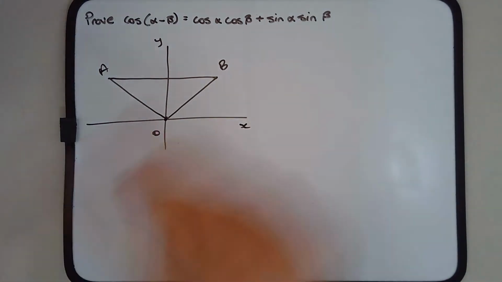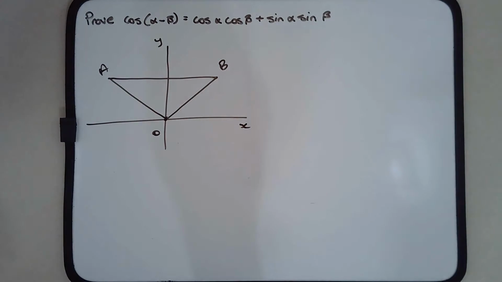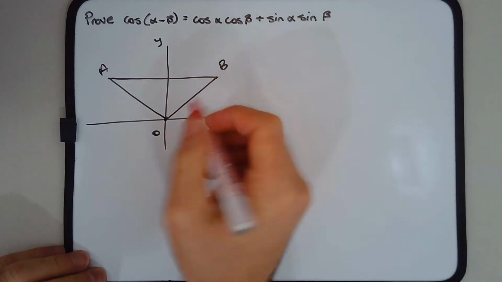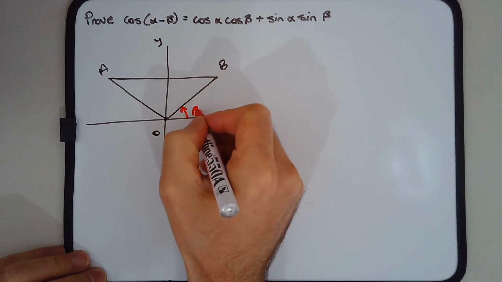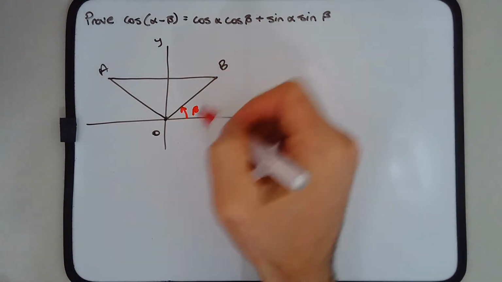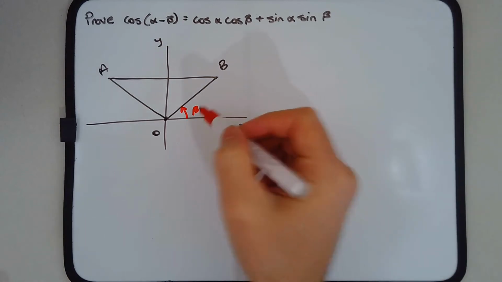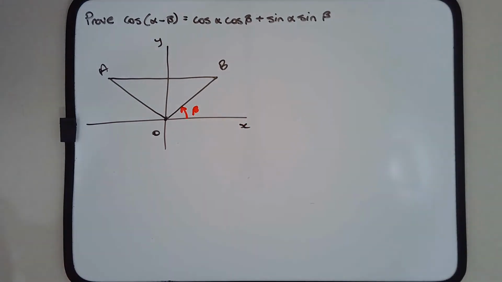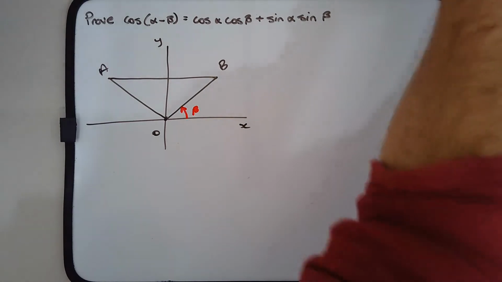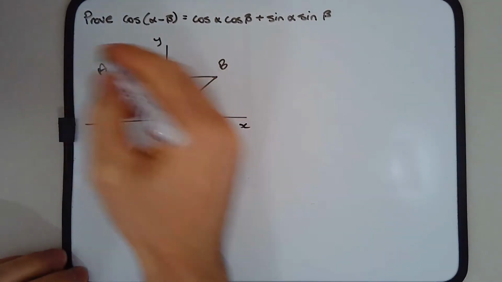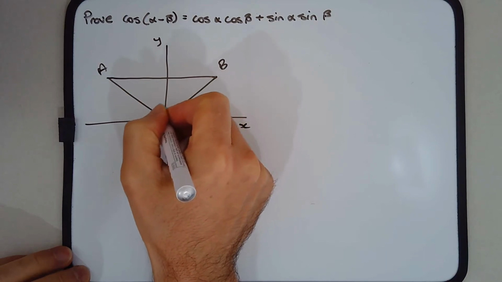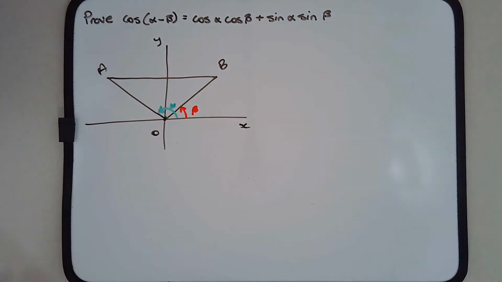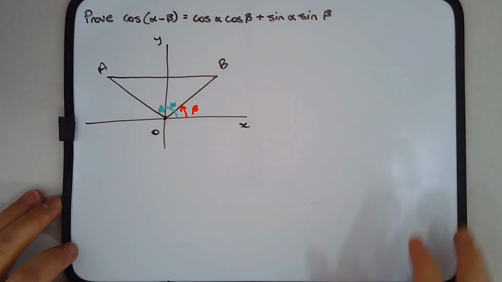Now let's make the angle of OB from the positive x-axis, let's make that angle beta. It works out well. Point B is angled beta radians or degrees from the positive x-axis. And OA is angled alpha, alpha degrees or alpha radians from the positive x-axis.